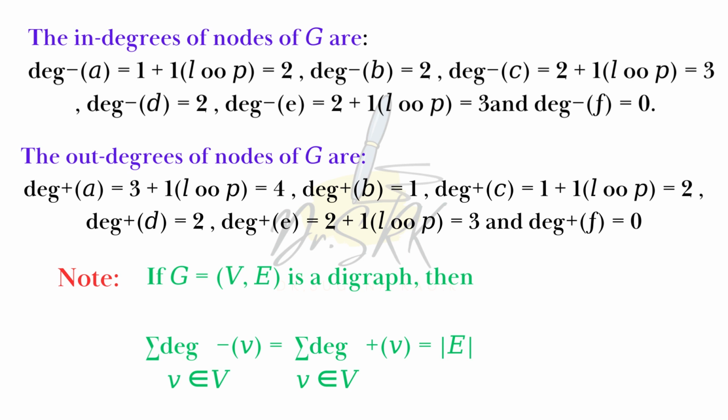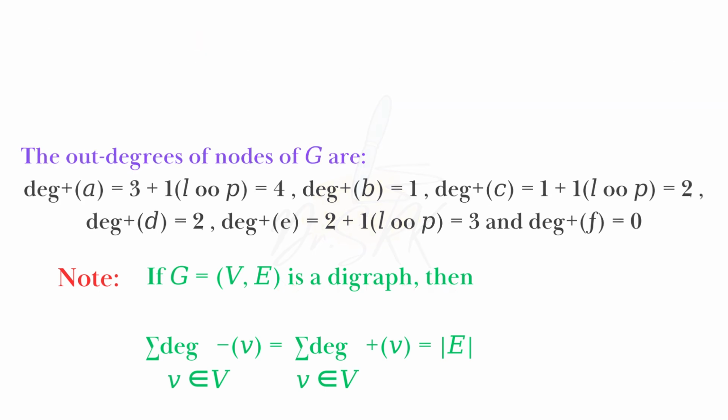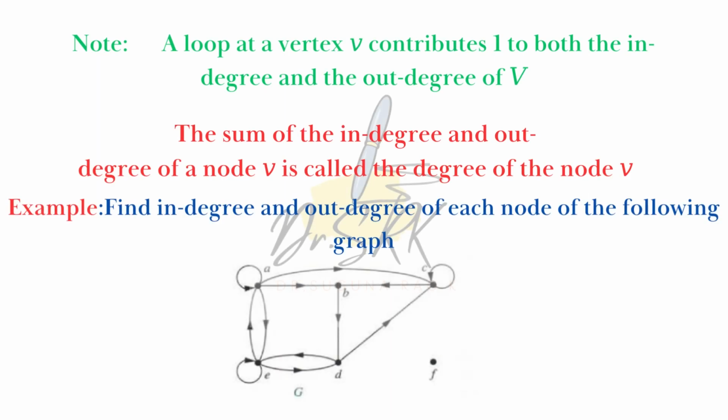Degree plus of B equals 1. Degree plus of C equals 1 plus 1, which is 2. Degree plus of D equals 2. Degree plus of E equals 2 plus 1, equal to 3. And degree plus of F equals 0. Look at this: in this graph, F has no edges, meaning it is not adjacent to any vertex. That's why F is an isolated vertex. Already we know that.